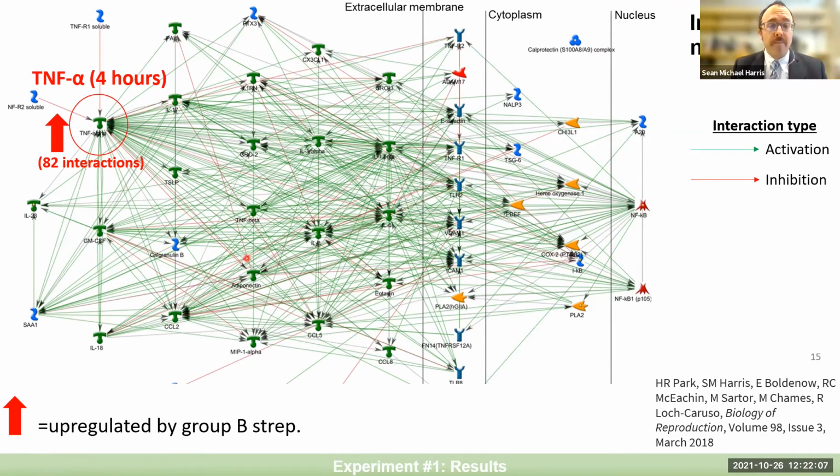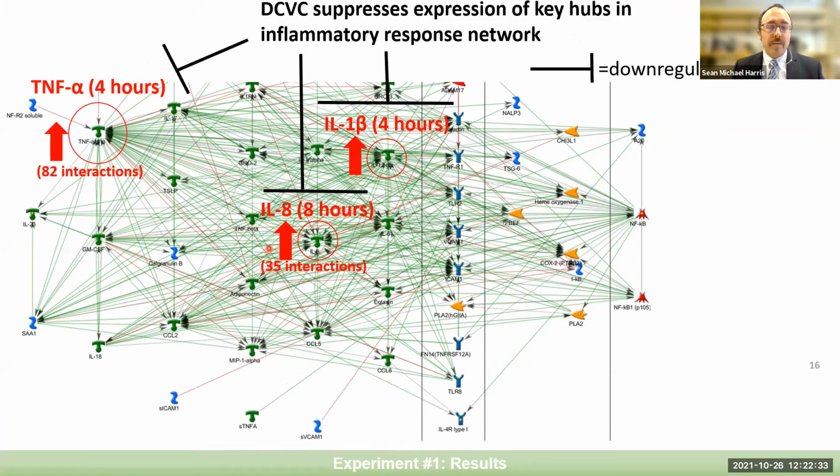In addition, we saw IL-1 beta, another pro-inflammatory cytokine, was ranked pretty high in terms of the number of interactions. That was also upregulated at this early time point. IL-1 alpha as well was a highly interactive node, if you will, within the network, and that was upregulated not at 4 hours, but at 8 hours. What was really striking was these were all the cytokines that were inhibited by DCVC. So DCVC is apparently suppressing the expression of these cytokines that are key hubs in this inflammatory response network, or at least highly interactive hubs within this network.